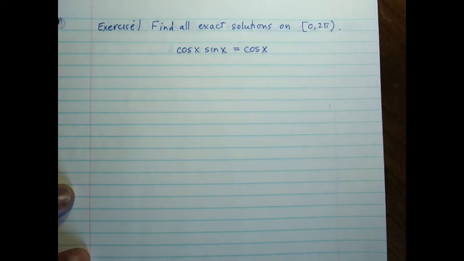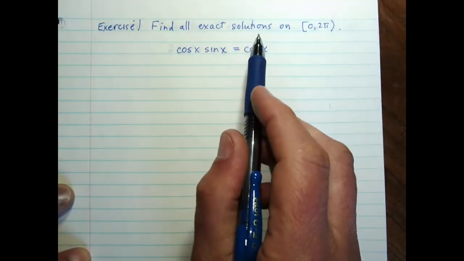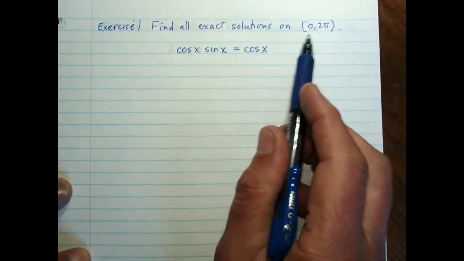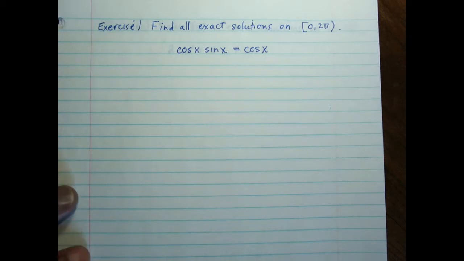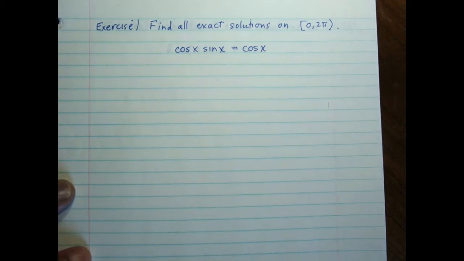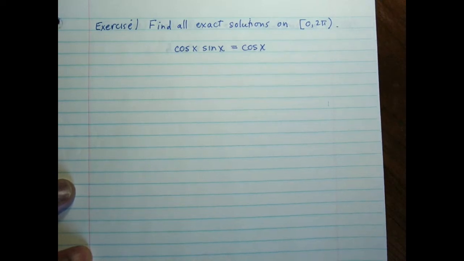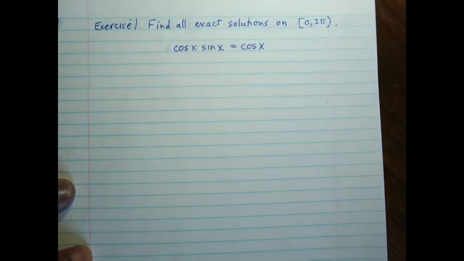Also, in this problem, I'm back to just finding solutions on the interval from 0 to 2 pi. So we don't have to describe the infinite number of solutions that there will be if we allowed all possible values of the input. We're only going to look between 0 and 2 pi for solutions, and really for most of our examples from now on. So let's solve for x.